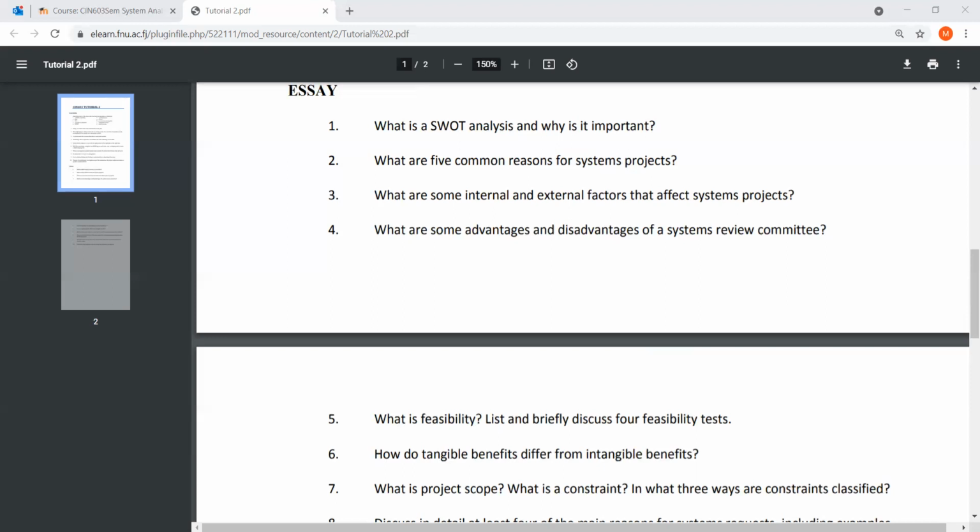Next disadvantage. Prolonged sessions of the committee, prolonged, P-R-O-L-O-N-G-E-D. Prolonged sessions of the committee result in high expenditure.